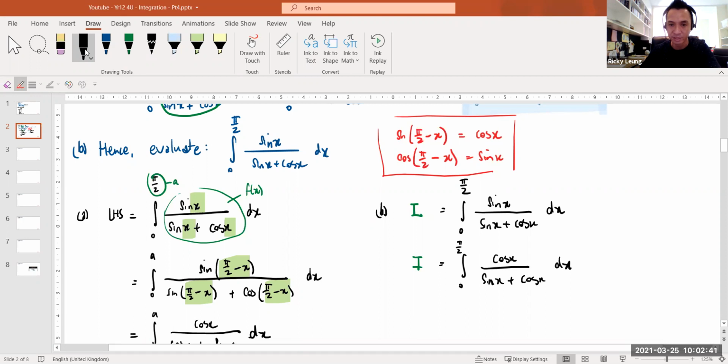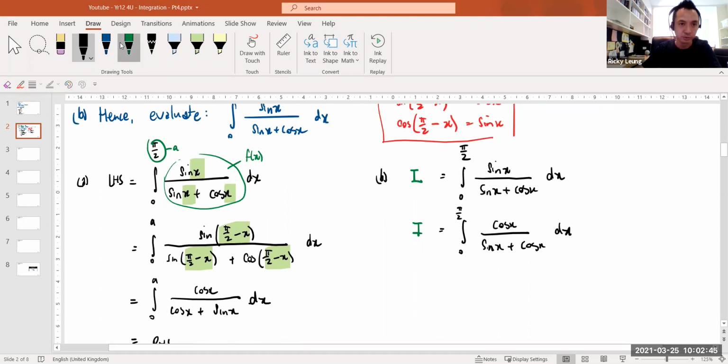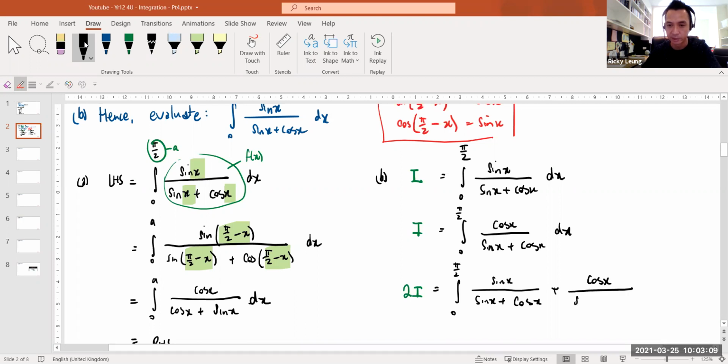So what I'm going to do, guys, is almost simultaneously add these two. If I add them two, look what I get. I get 2I equals this guy plus this guy. Now, are you okay? Because they have the same limits, I'm just going to put them both under the same integral. So basically sine x on sine plus cos. Can you see where this is going? So put them under the same limit because they both got the same limit, under the same integral. Sine x plus cos x.